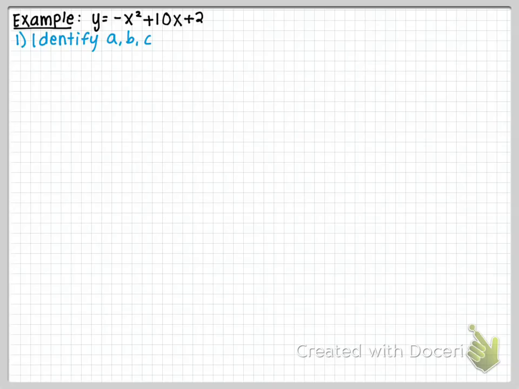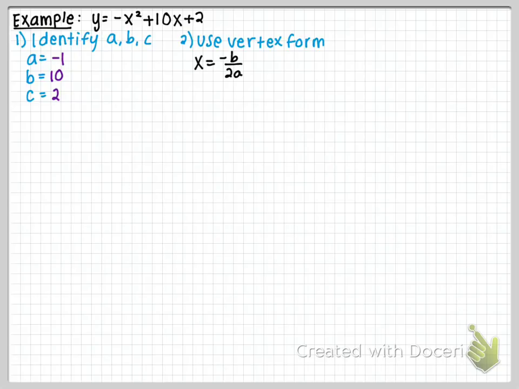So the first step here, it's y equals negative x squared plus 10x plus 2. The first step is to identify a, b, and c. a is negative 1. Remember, if there's no number in front of the x squared, it's a negative 1 or a 1, right? b is 10. And c is 2. Okay? Now, let's look at the second step. The second step says to use vertex form. What's vertex form? That's vertex form. That's the second step. Okay?